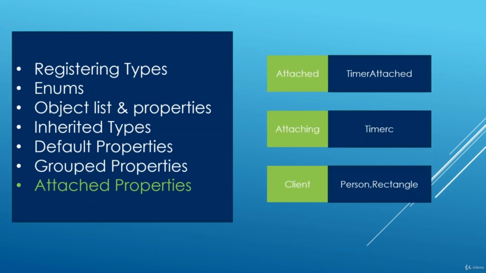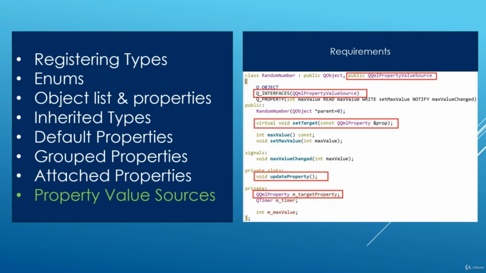Next, we saw how you can work with attached properties in your C++ types. There are 3 things that are involved for this to work. You need to provide the attached class, you need to provide the attaching class, and you need to find a client that is going to use your attached property. In the examples we did, we used person and rectangle as our clients. And last but not least, we looked at property value sources. There are a few requirements on the part of your C++ class to work as a property value source, but we looked at the demo and you had a chance to see exactly how this works in practice.